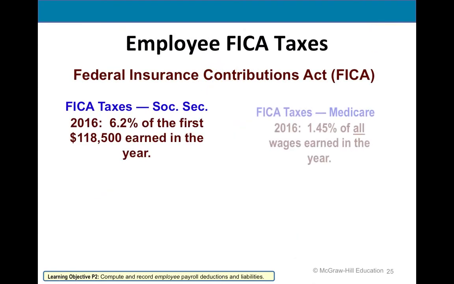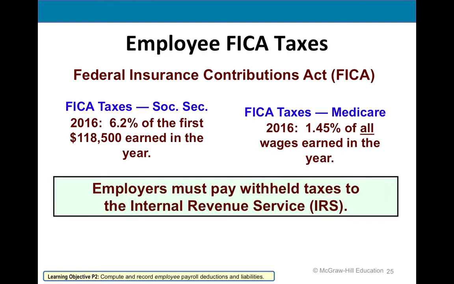Now, these taxes right here are mandatory. It means everyone has to pay them in all 50 states. FICA, again, is the Federal Insurance Contribution Act. You have a part for Social Security and another part for Medicare. Again, what employers do is they withhold these taxes from your paycheck and submit them to the IRS.